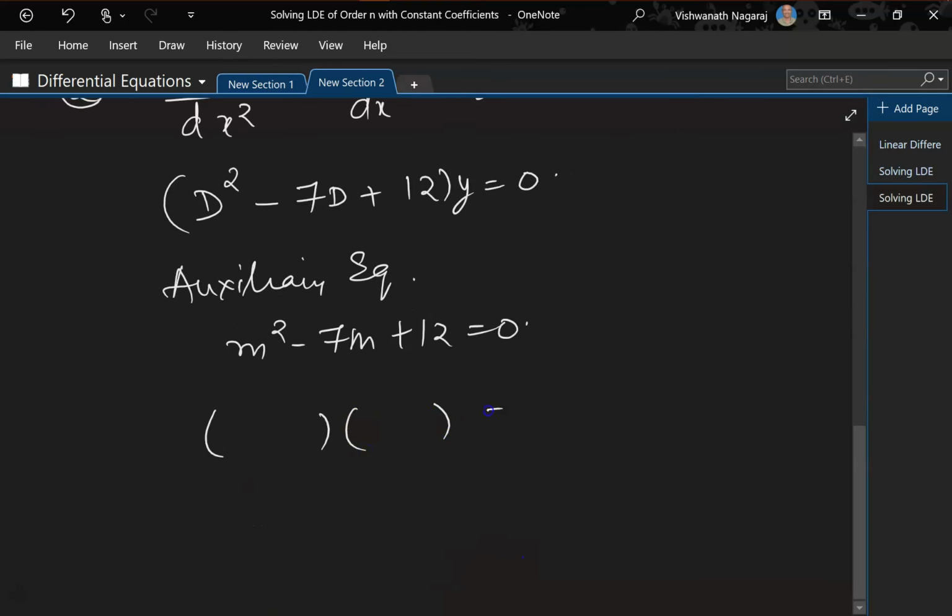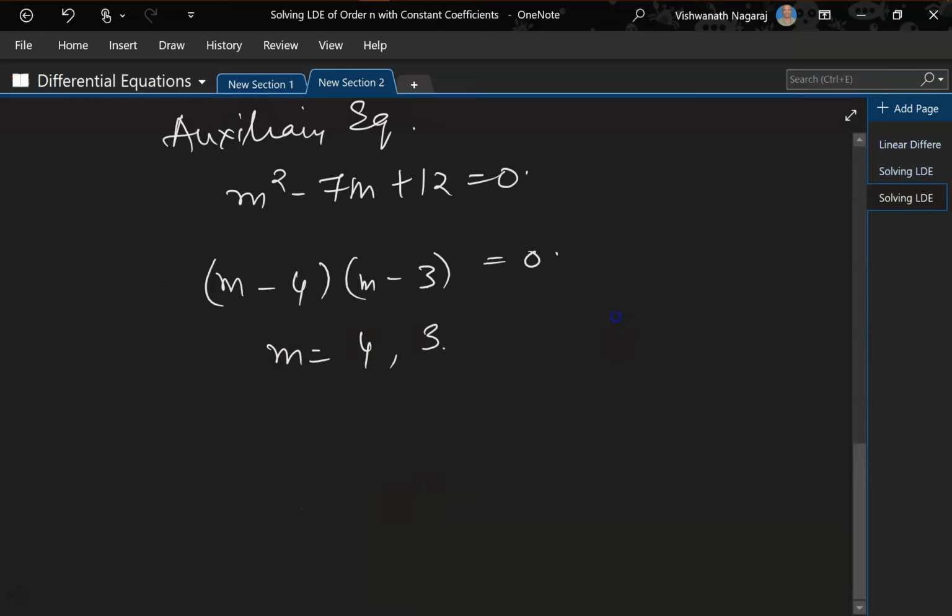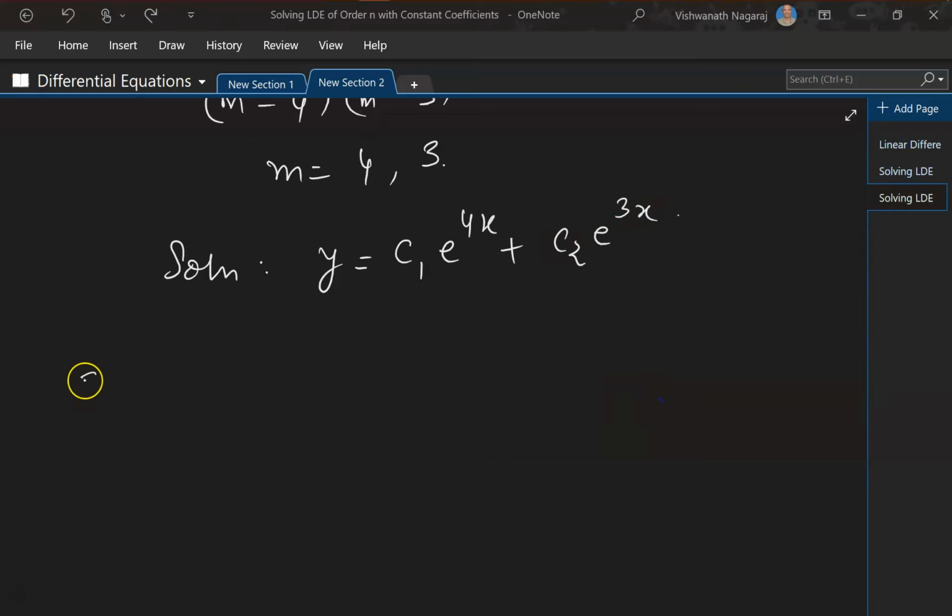And the solution would be, 4 threes are 12, 4 plus 3 is 7, so 4 and 3, minus into minus is plus, minus plus minus is minus. Okay, now which means m is equal to 4 or 3. So we have two roots. So the solution would be y is equal to, again, distinct and real roots, so it would be c1 e to the power of 4x plus c2 e to the power of 3x.